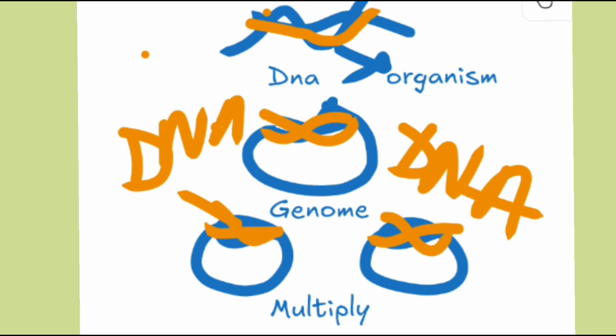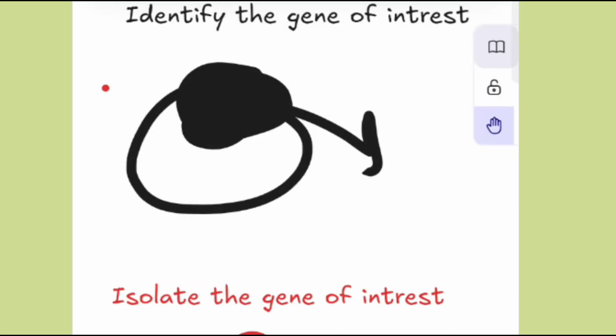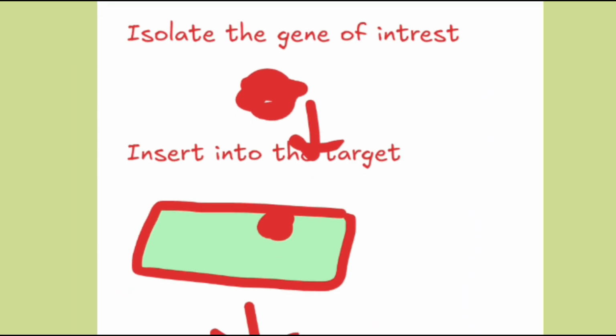Hence, there are 3 basic steps in genetic modification: identification of the DNA with the desirable gene, introduction of the identified DNA into the host, and maintenance of the introduced DNA in the host and transferring of the DNA to its progeny.